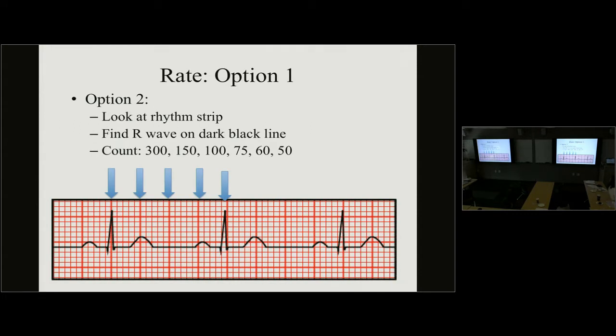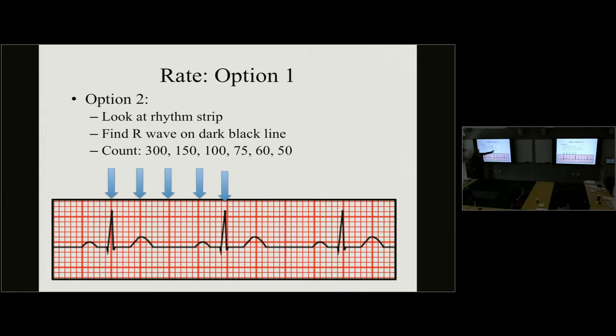And you have a couple options to actually measure how fast the heart rate is when you look at a 12-lead EKG. For us that do this all the time and just want a quick estimate, we count down. So we find one of these QRSs that is on a dark line. And then we count 300, 150, 100, 75. We know the heart rate's just a little over 75. So this is how you count.